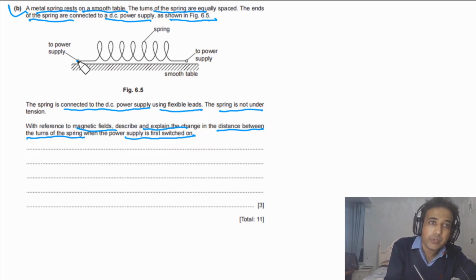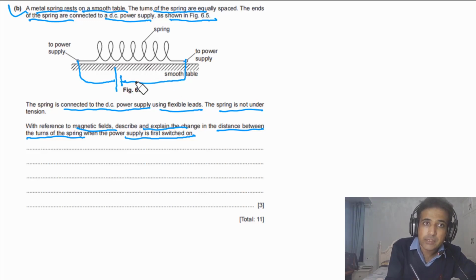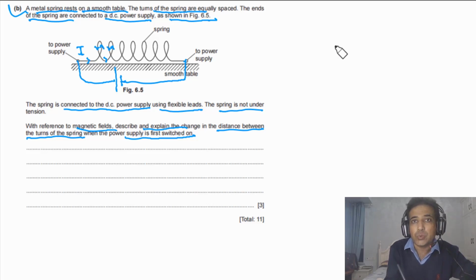So first of all, simply we can imagine the power supply is connected here, so we can say this side is positive and this side is negative. In this case, current will flow like this. So here the direction of current is up, here the direction of current will be down, and here the direction of current will be up, here the direction of current will be down, and so on.